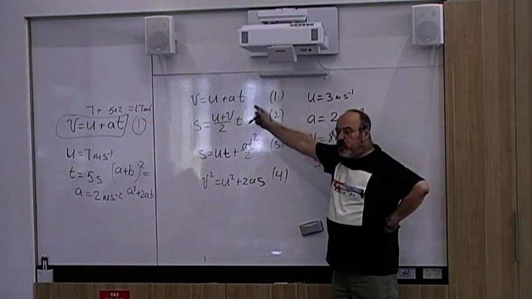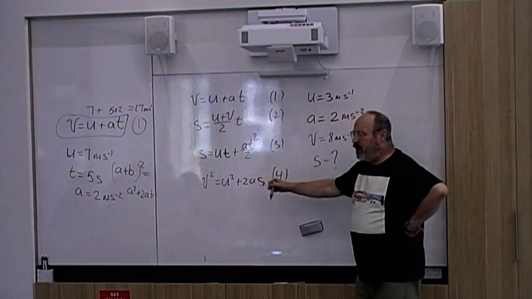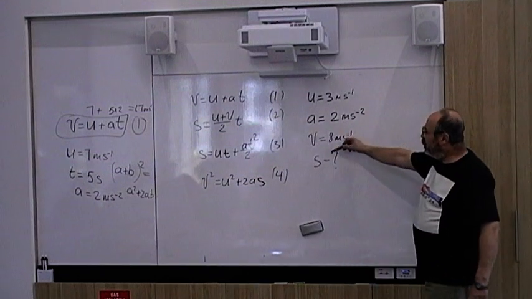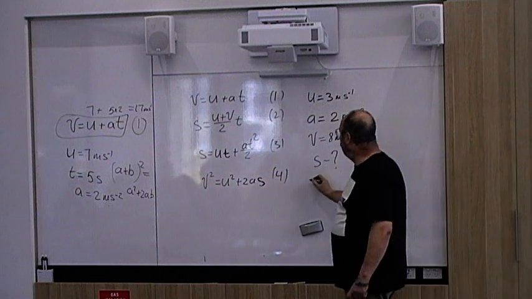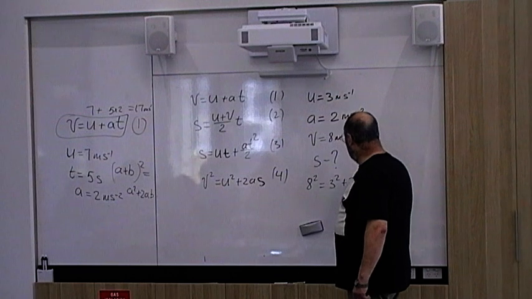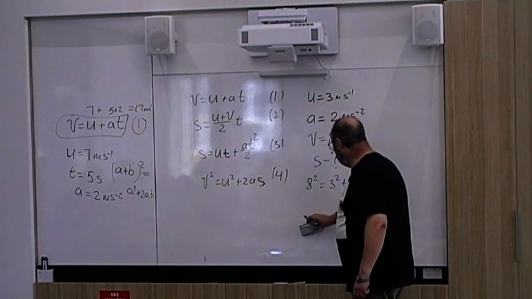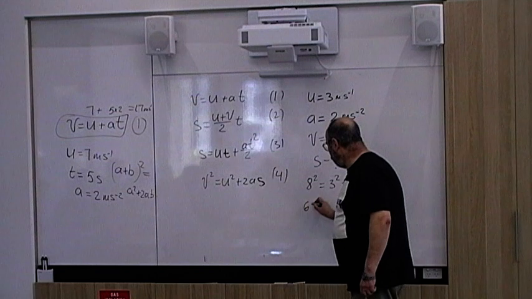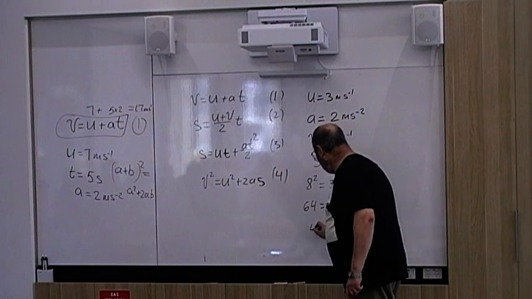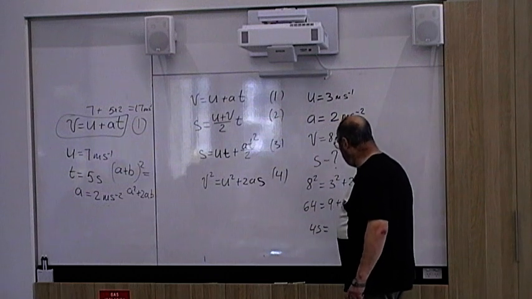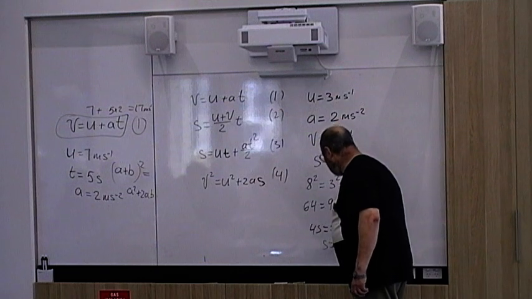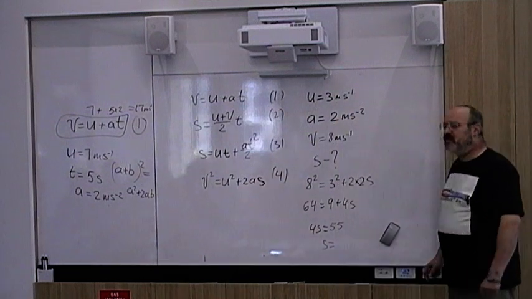Is number 1 with S? No, we don't use number 1 here. Number 4. That's why we need to use number 4 when we have those three. So we have 8 squared equals 3 squared plus 2 times 2 times S. So 64 equals 9 plus 4S. 4S equals 55. So what does S equal?